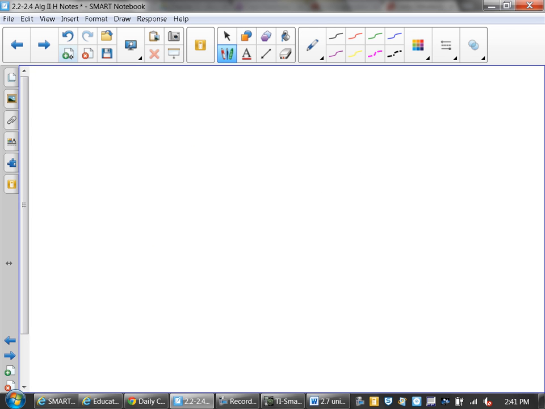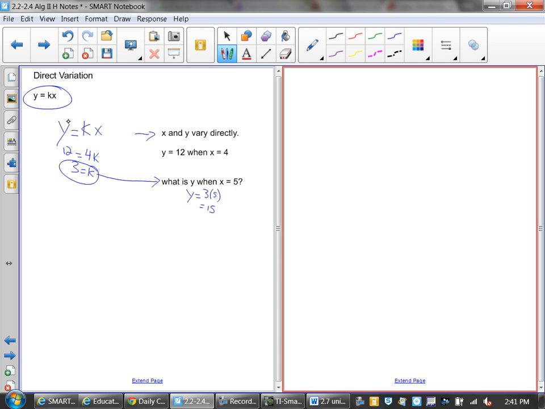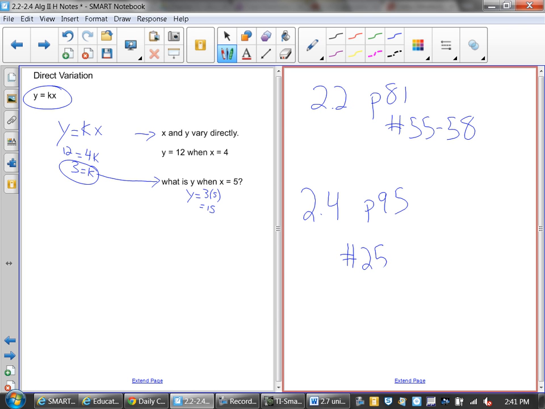I'll put this on double screens while I'm writing this out in case a couple people are filling that in here. Section 2.2, it's page 81, numbers 55 through 58. And then section 2.4, it's page 95, numbers 25 through 28, 38 through 40, and 43.